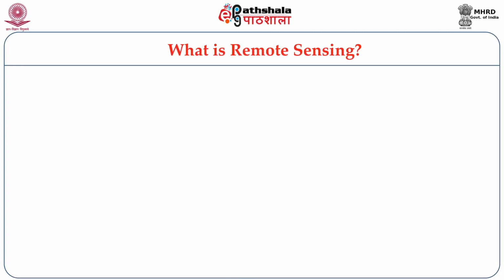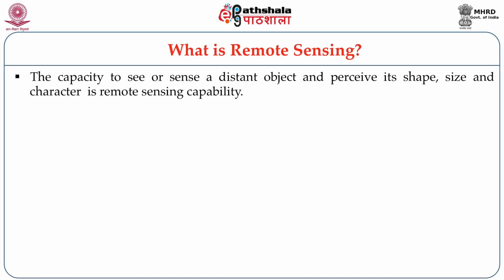So let us first learn what is remote sensing, the meaning of remote sensing. Remote sensing is basically the capacity to see or sense a distant object and perceive its shape and size and character. It is also a natural capability that is available to most of the living species. For example, our vision, our hearing capacity, our smell, all these are actually remote sensing capabilities. That is, we don't need to go near the object or touch the object, but even then we can perceive the characteristics of the material. So in simple terms, that is remote sensing capability.